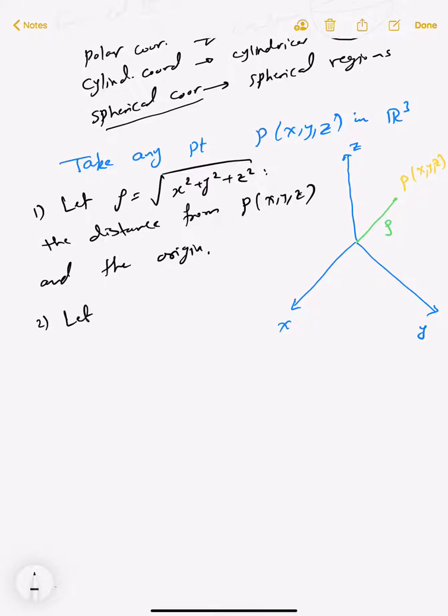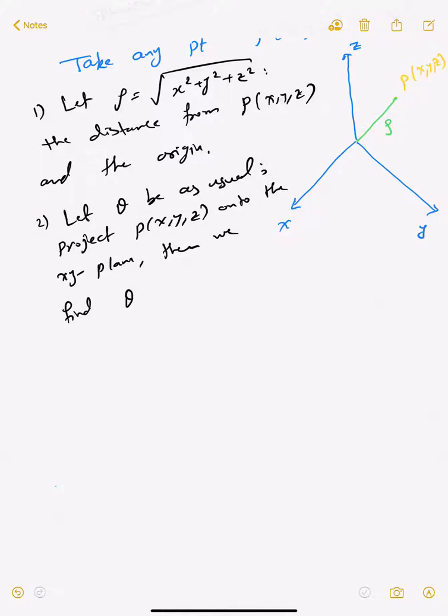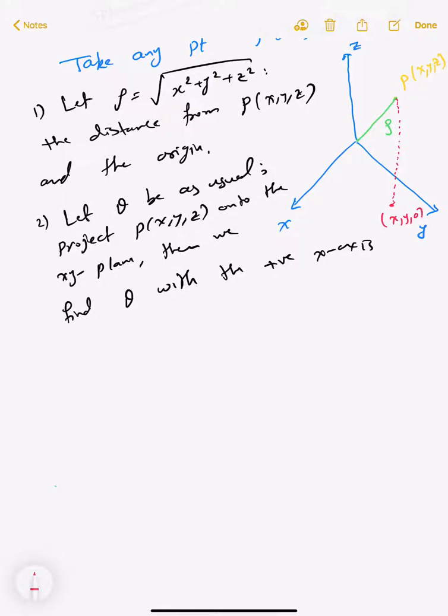Then let theta be as usual. So what do we mean by theta? We are used to dealing with theta in the two-dimensional case with x and y only in R2. But we can have theta for points in R3 as follows. We project the point P, X, Y, Z onto the X, Y plane. Then we find the angle theta with the positive x-axis. So this is my point. Take it down to the xy plane. So this point will be x, y, 0. Now this point has a certain theta with the positive x-axis. So this is what we mean by theta.